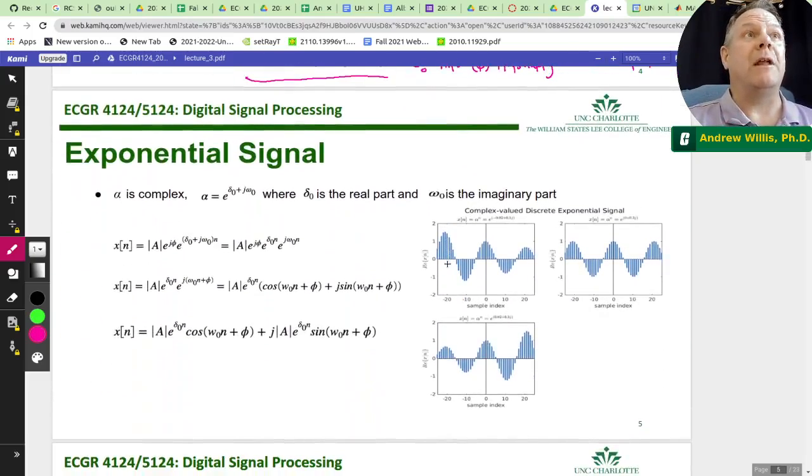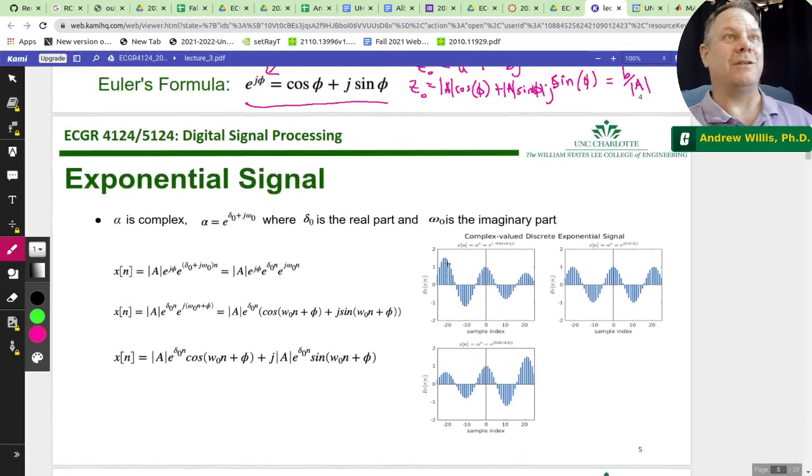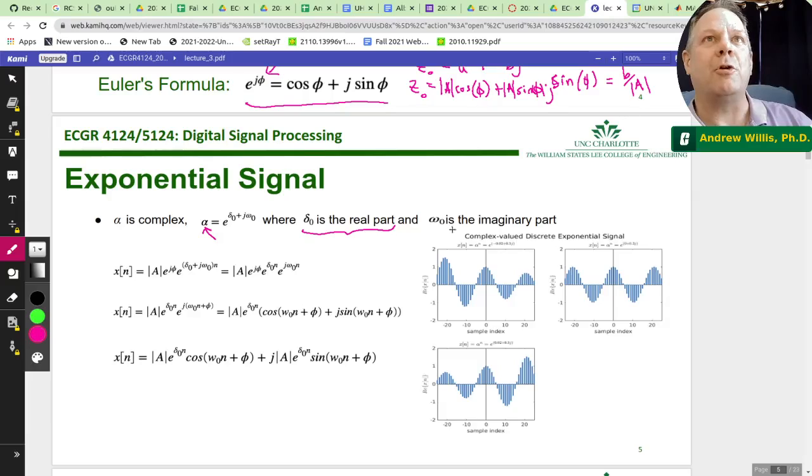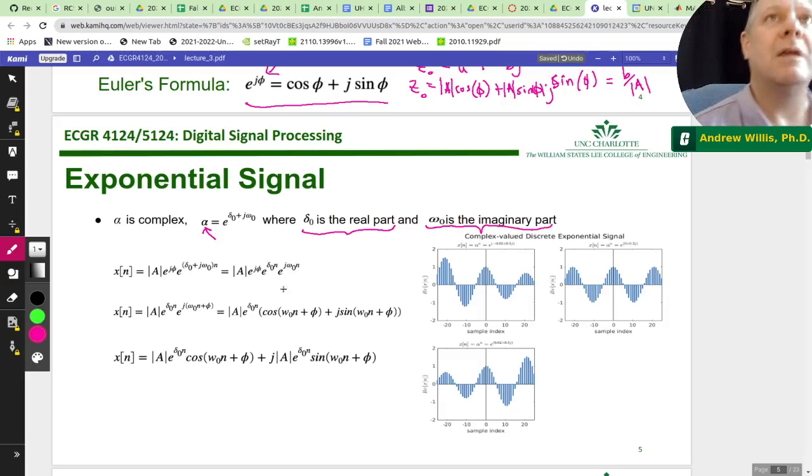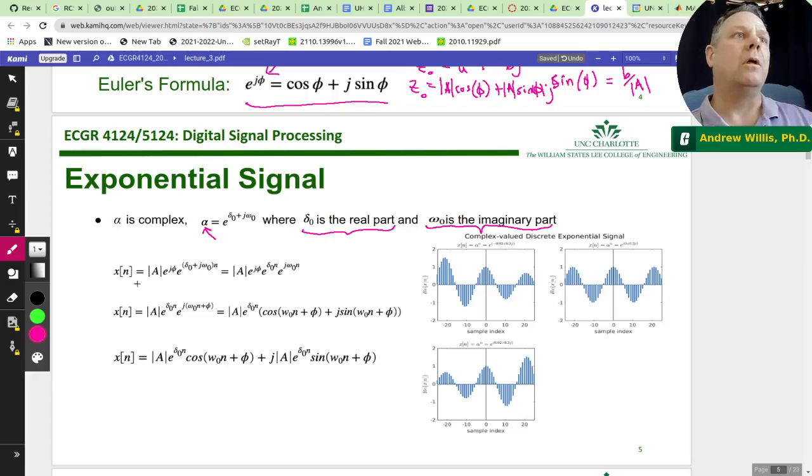All right, the exponential signal, part 2. Now the exponential signal has a new face. We actually allow alpha to not only be real, but now complex: e to the delta naught plus j omega naught. So delta naught is the real part of a complex number, and omega naught is the imaginary part. So now alpha can take on an imaginary component. So we write out the same thing that we had before. So we have a complex function.